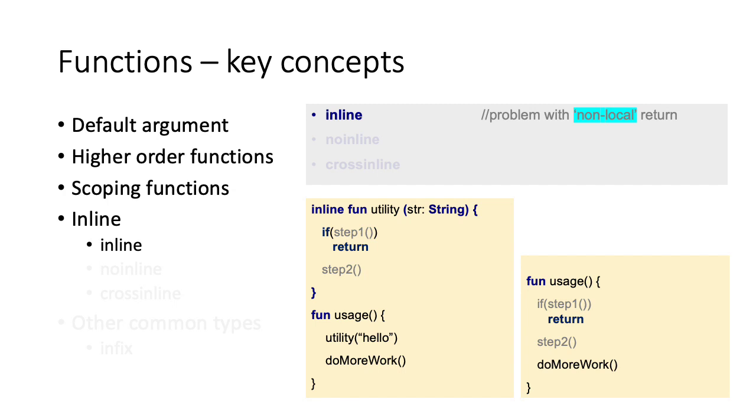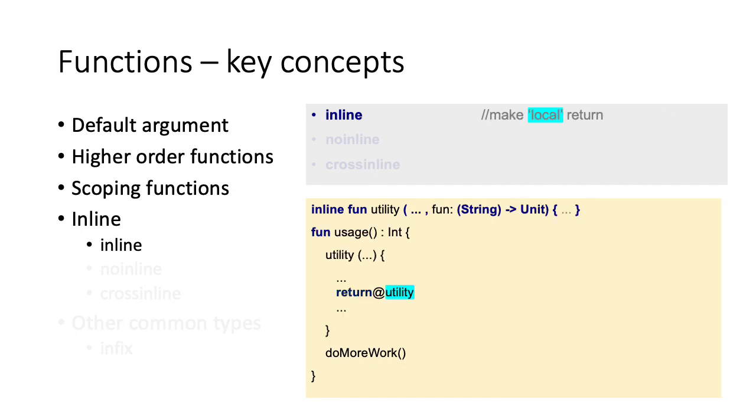Any non-local return from an inline function will result in returning from the calling function. That's a pitfall we have to avoid. One way of avoiding this pitfall is to use a local return with the label of the intended scope you want to return from.